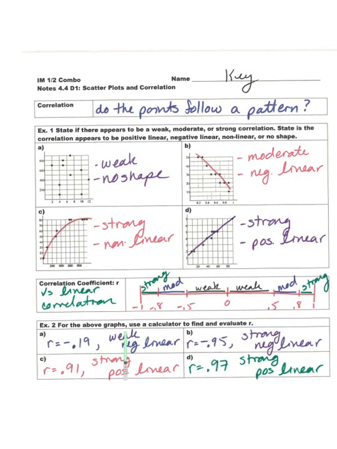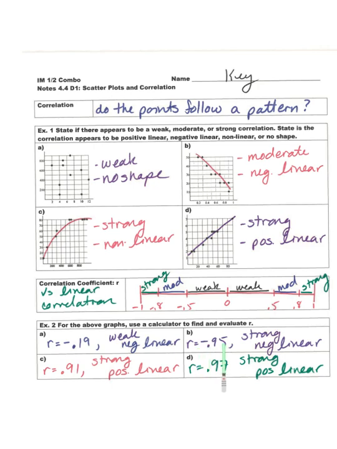So for example 2, we would use a graphing calculator to plug all of these points in, and the calculator would calculate the r for us because the actual formula is real tedious and time consuming, so we don't worry about using the actual formula. So if we were to plug these all into a calculator, so for A, we said weak and negative 0.19. That is really close to 0, so that is definitely very weak.